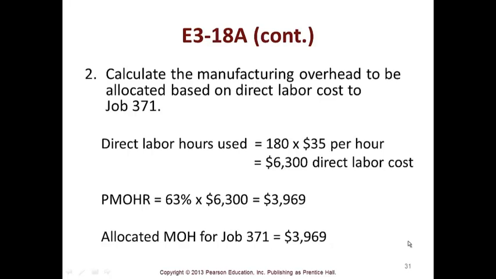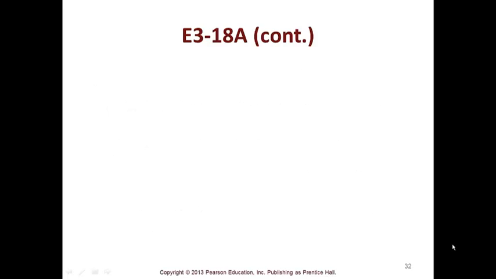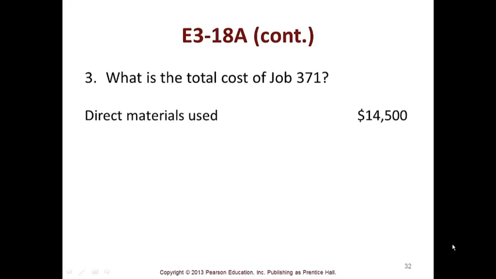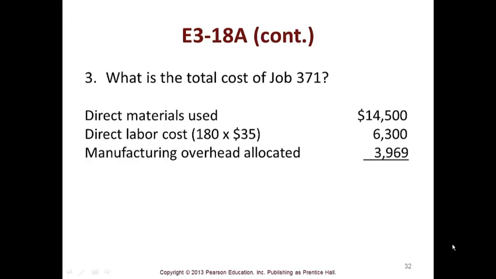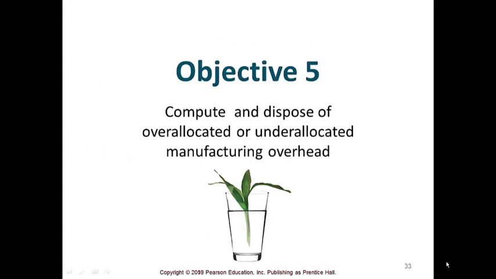Job costing uses a lot of allocations, so it's very important that this 63% is pretty accurate because you're allocating based on that. What is the total cost of job 371? It was the direct materials used, the direct labor cost, and then this allocation. So now you have this total cost for the job of $24,769. If you've miscalculated any of these buckets, your profit or loss on this job will be dependent on that.